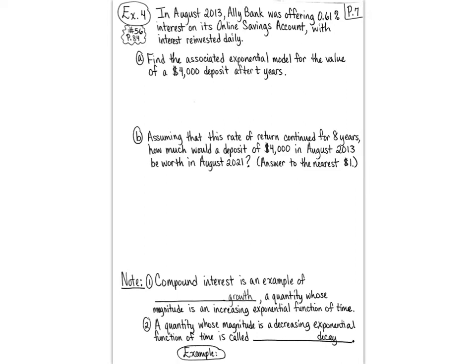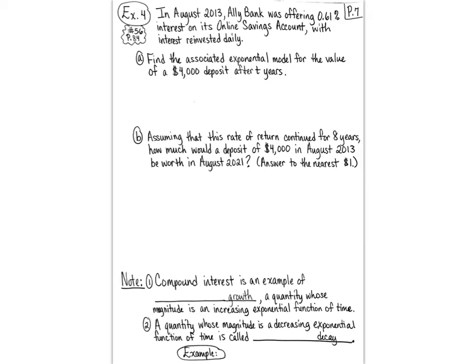Okay, perfect. Now let's go through some examples. Example 4. In August 2013, Ally Bank was offering 0.61% interest on its online savings account with interest reinvested daily. In part A, we are going to find the associated exponential model for the value of a $4,000 deposit after T years. Here, this is just asking for the equation. It didn't ask us to find anything else.